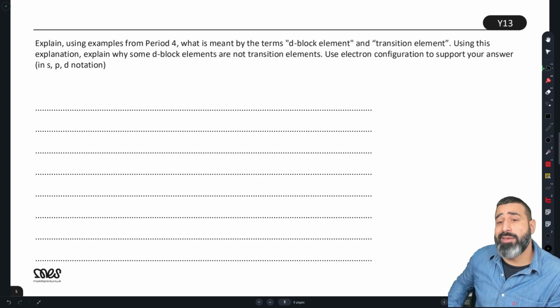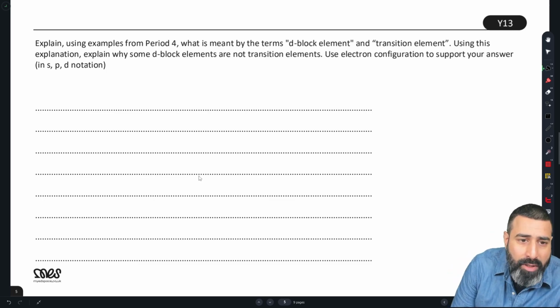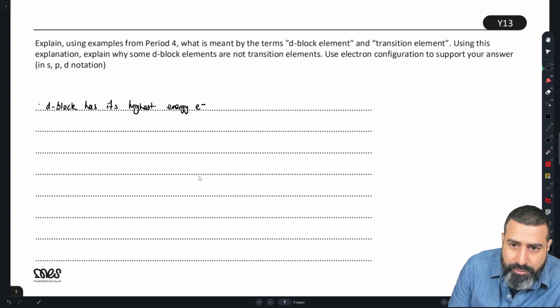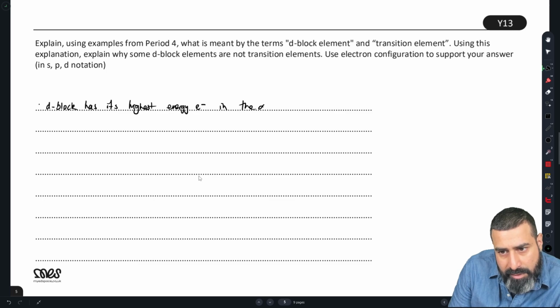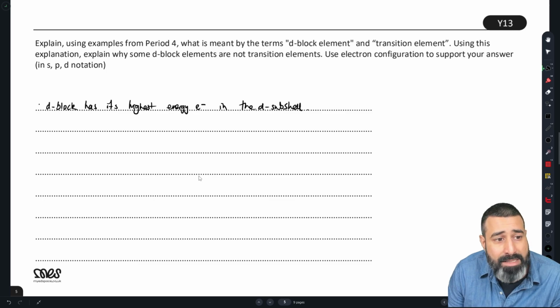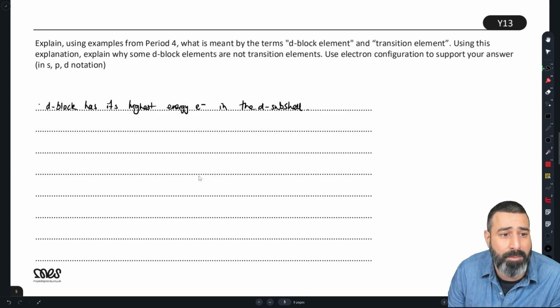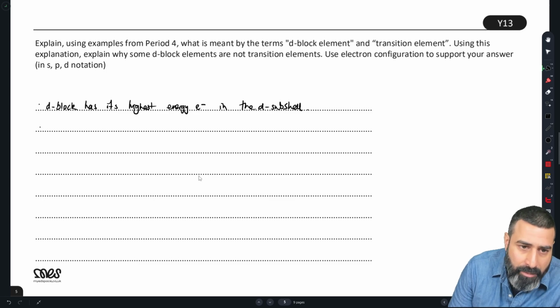So let's get the definitions out of the way. A D-block element has its highest energy electron in the D subshell. That's it. So it's an element with its highest energy electron or valence electrons in the D subshell or orbital. That's it.